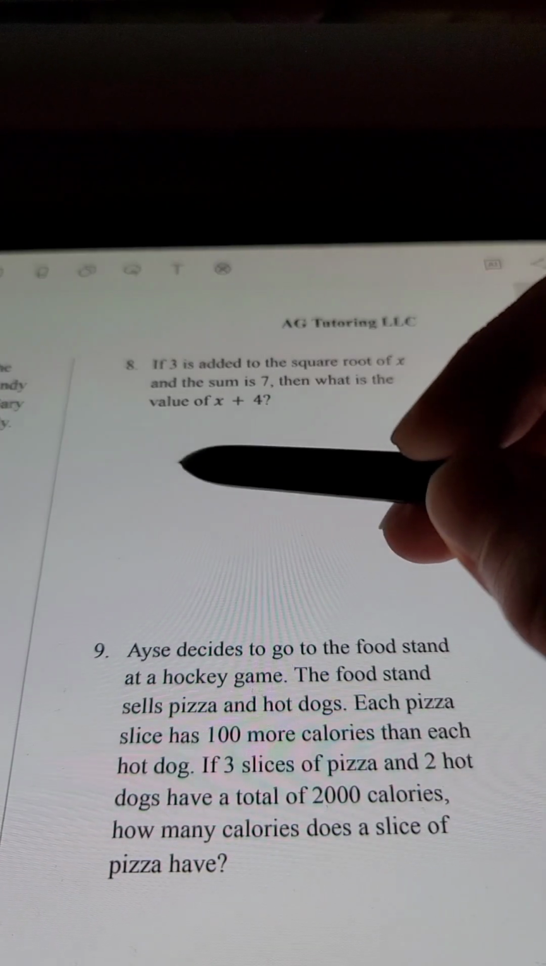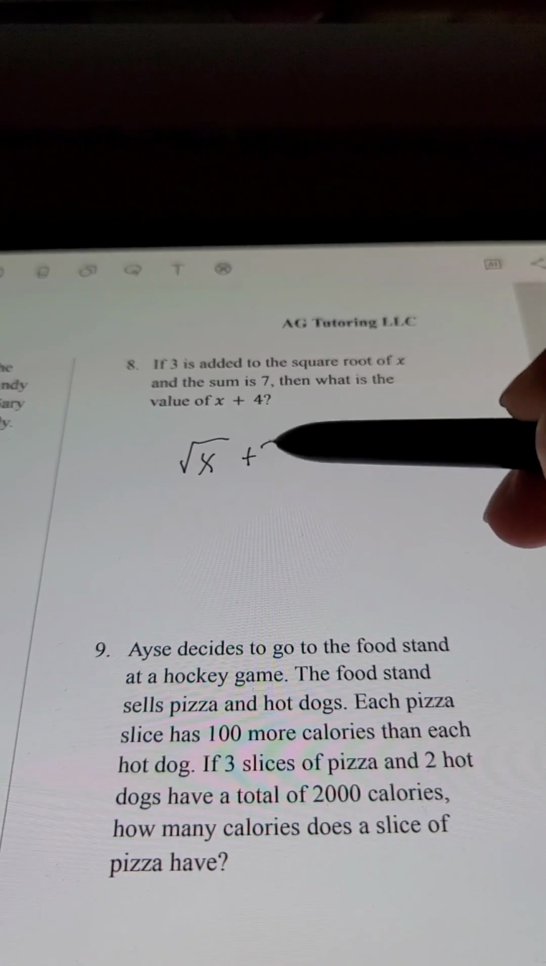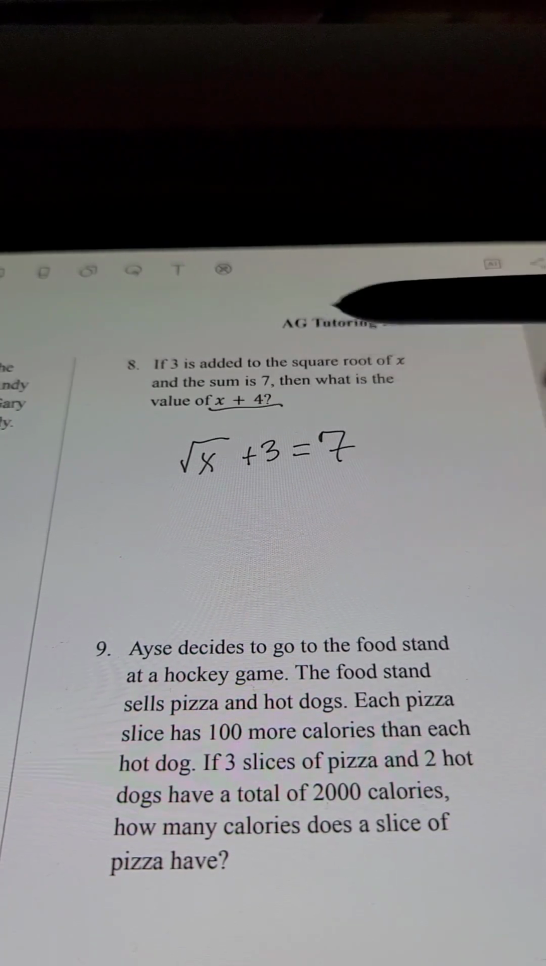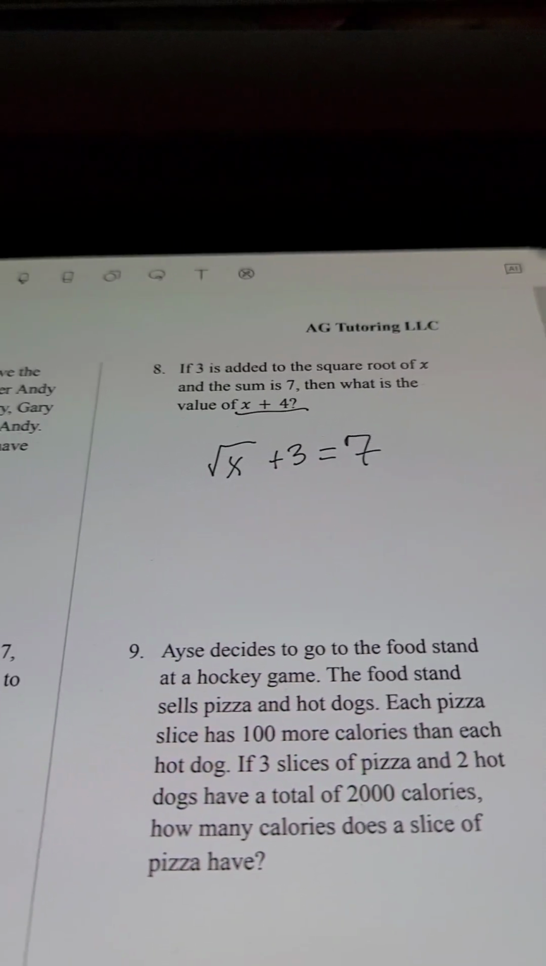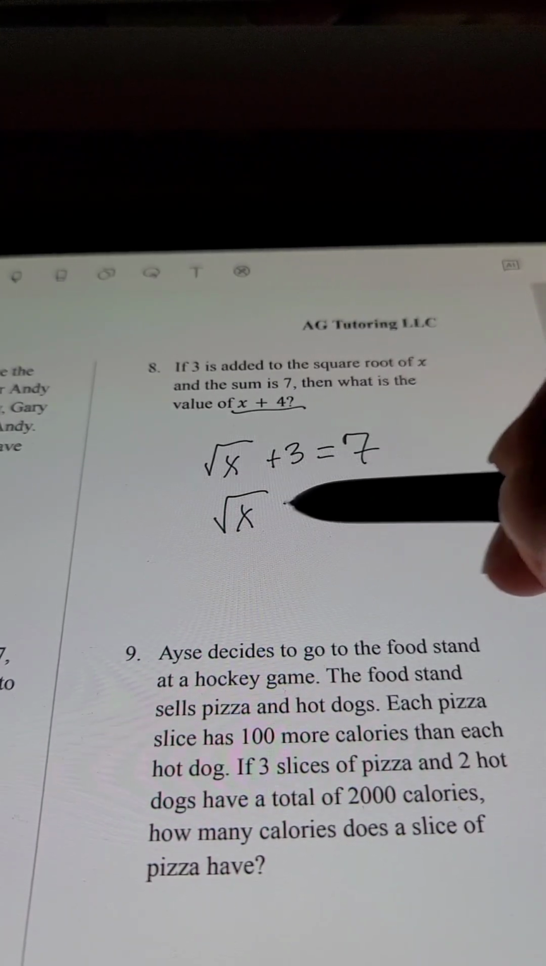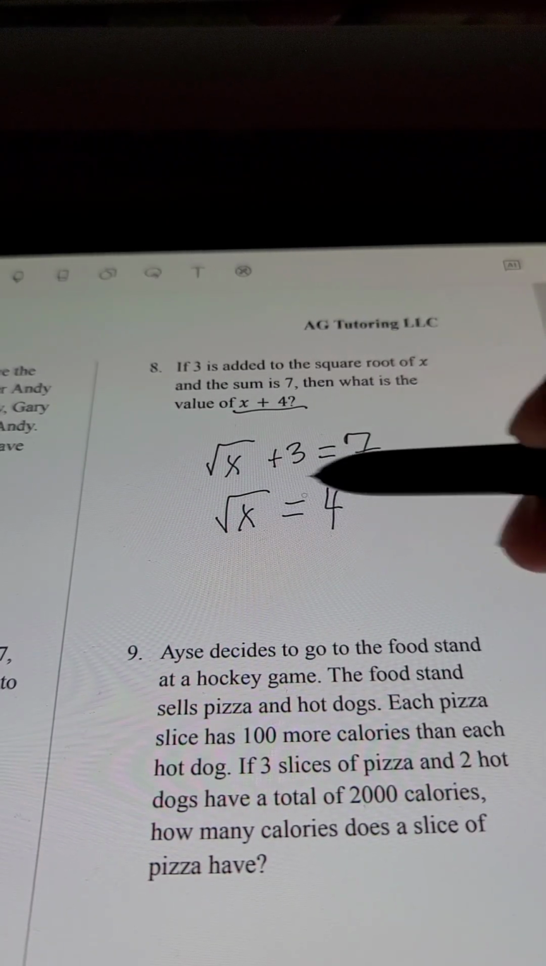So 3 is added to the square root of x, and you get 7 as your sum. That's what that means. And we want to know what is the value of x plus 4. So let's find out what x is and then add 4 to it to answer. So root x is going to be equal to, I'm going to subtract 3 from each side, and that's going to give me root x is equal to 4.